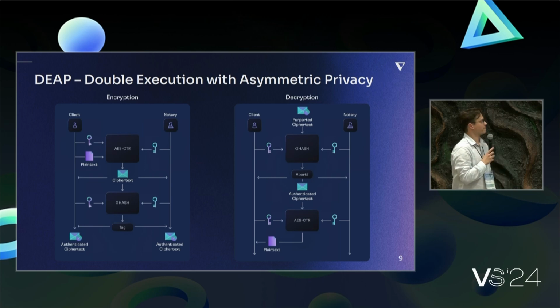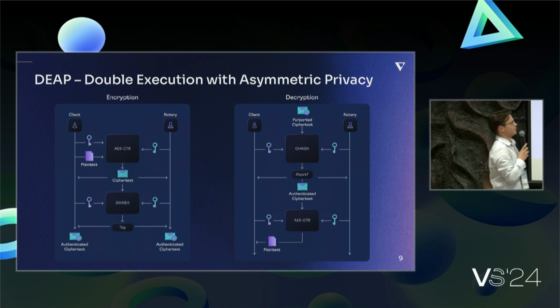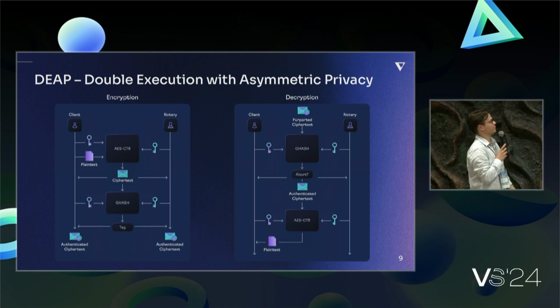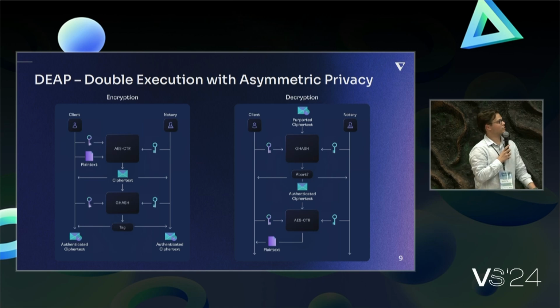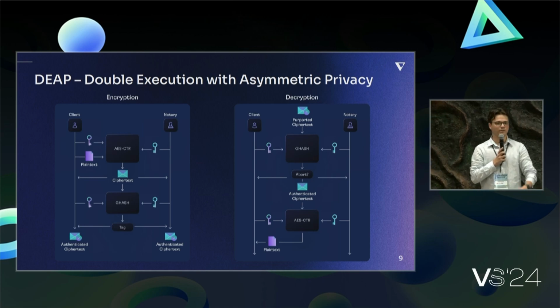The protocol that is responsible for either encrypting the data between two parties, client and notary, or decrypting the data together with client and notary is called DEAP. It's double execution with asymmetric privacy. And the name says it all.